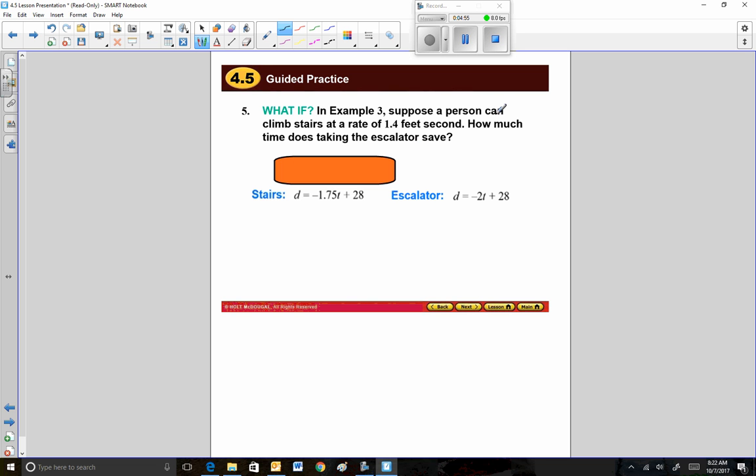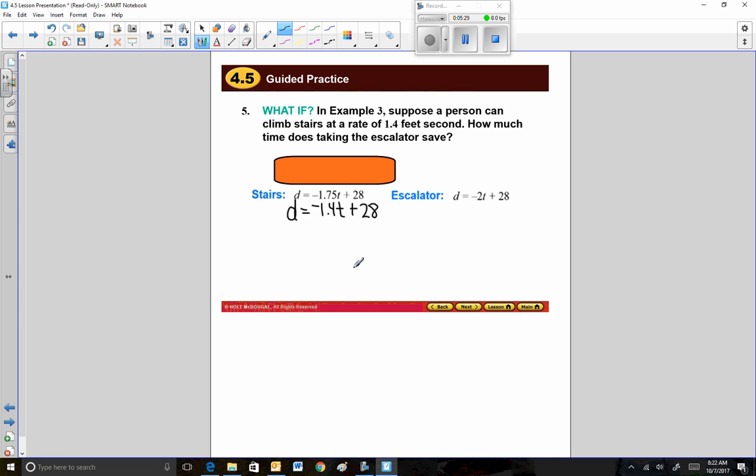In example 3, suppose a person can climb the stairs at a rate of 1.4 feet per second, so they're going faster. So the equation for walking would have to then be negative 1.4 feet per second, and we're having to go up 28 feet. And so go ahead and try that out and see what happens. Pause your video.